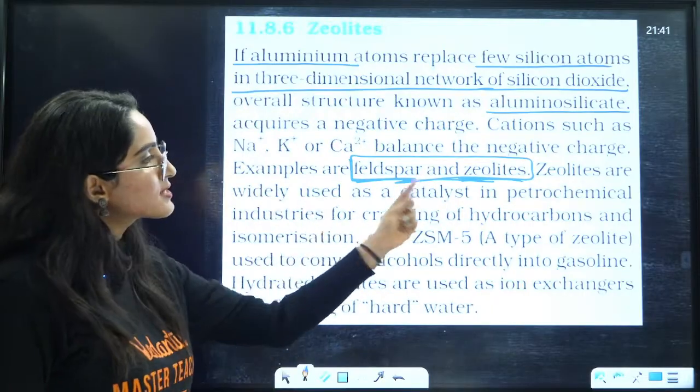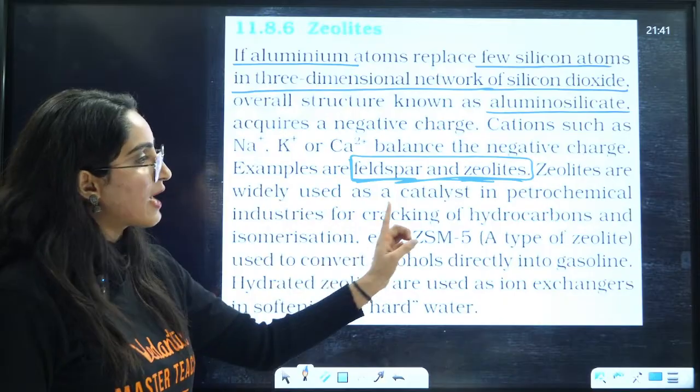Zeolites are widely used as catalyst in petrochemical industry for cracking hydrocarbons.